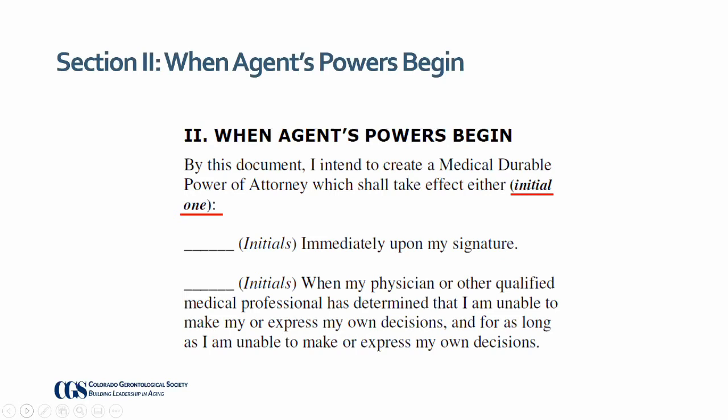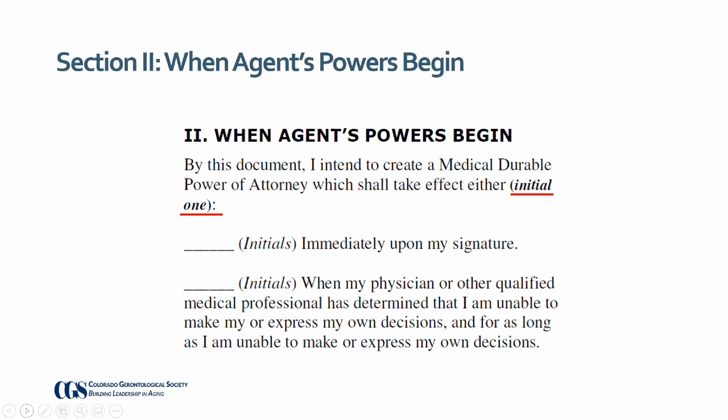There's no right or wrong. It's completely up to you how you want this process to look. However, note that it is an emergency. You have no control over how much time goes between the time that you have that medical crisis and the time that a medical professional is able to determine if you're able to communicate. So go ahead and consider when you want that agent to speak on your behalf.